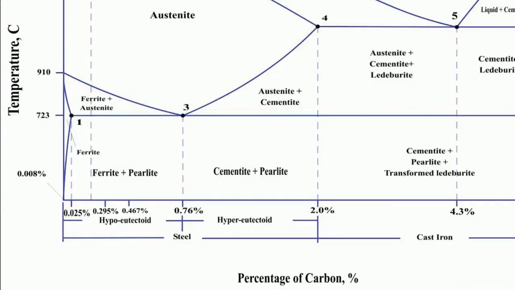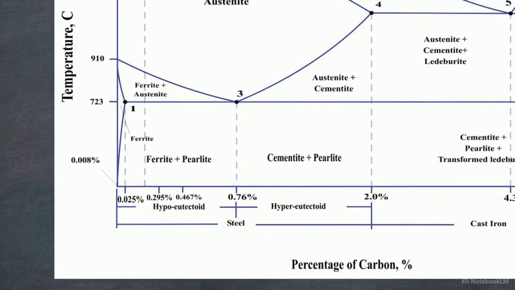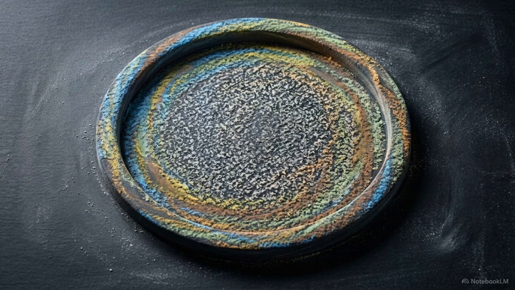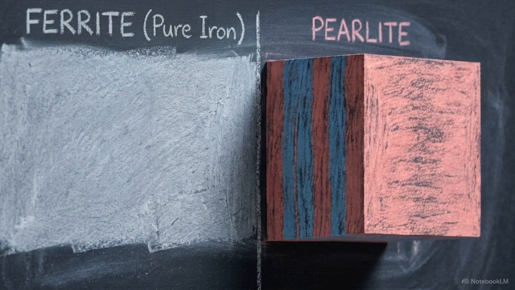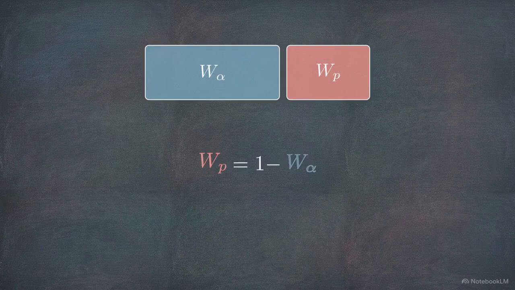To test this, we examine the bottom left quadrant of this chart, covering the hypoeutectoid steel region from 0 to 0.76% carbon. This is the most critical region for construction and engineering. At room temperature, the physical microstructure of steel in this specific region consists of two distinct phases: pure iron, called ferrite, and a lamellar composite of ferrite and cementite, pearlite. The baseline equation for this two-phase structure is straightforward. The weight fraction of pearlite equals 1 minus the weight fraction of ferrite.